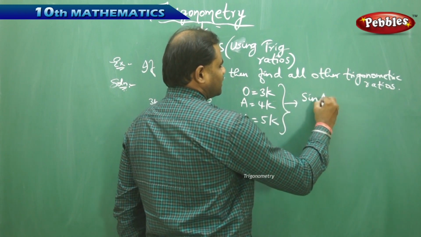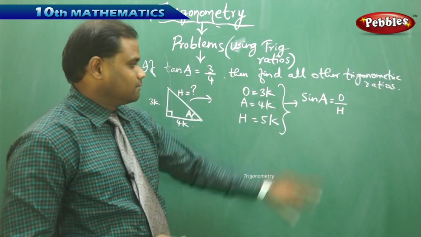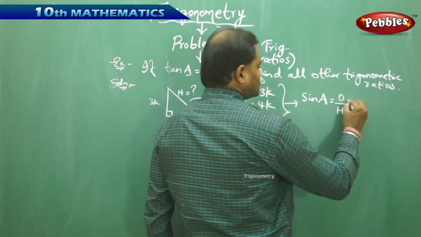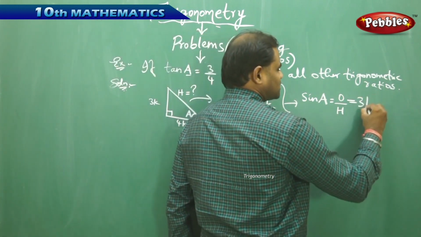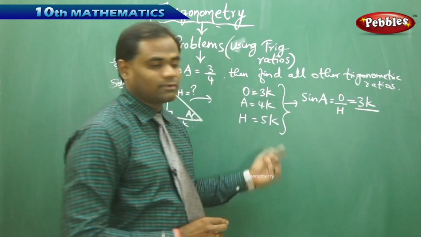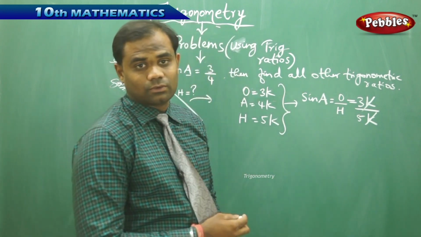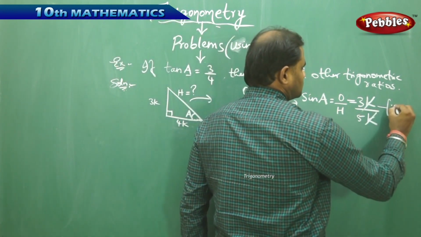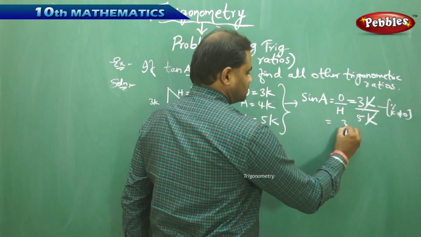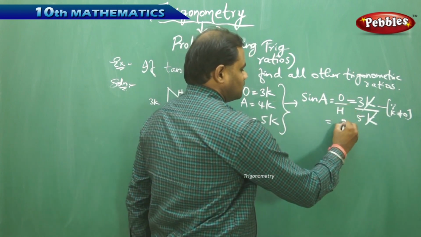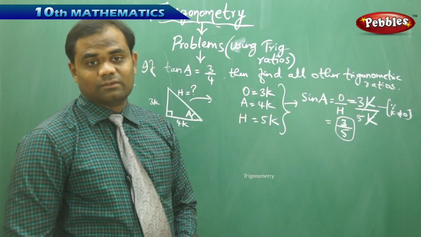To start with sine A, which is opposite by hypotenuse, is what we have as the formula for sine theta. Now what is the opposite side? Clearly I have this as 3k, so I substitute this as 3k by hypotenuse, which is 5k. And this can be cancelled because k is not equal to 0. Therefore, since k is not equal to 0, I can cancel this and I get sine A as 3 over 5. So this is one of the trigonometric ratios obtained using the formula for sine theta.